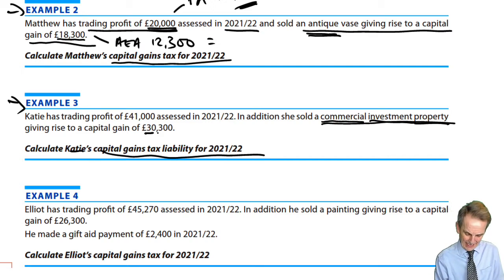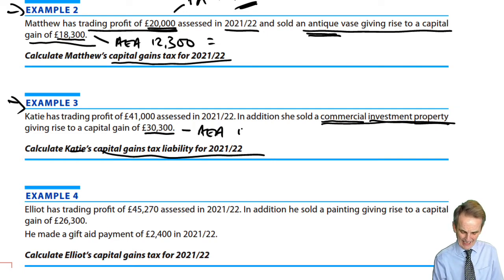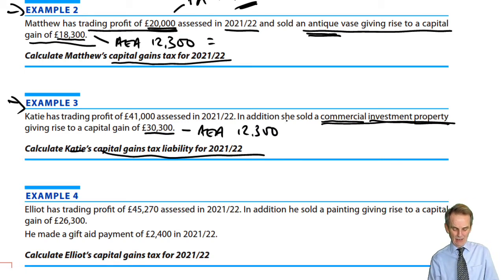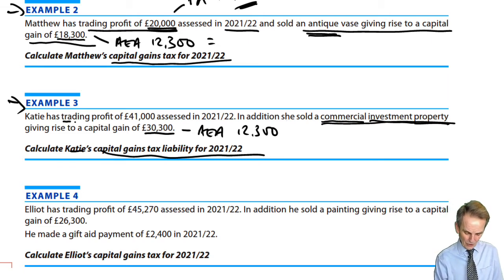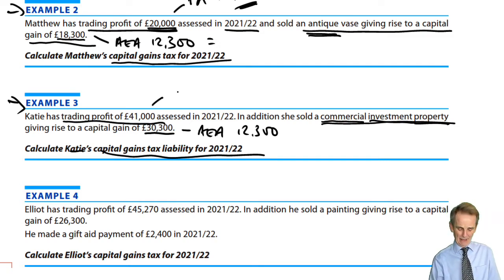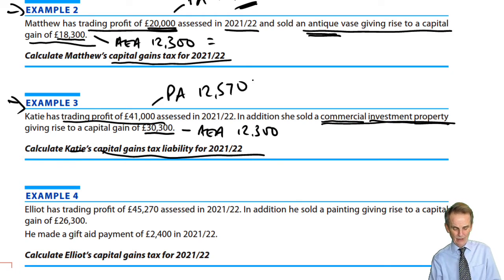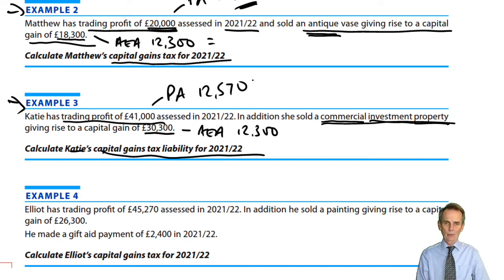We've got a capital gain of 30,300. We know we'll take away from that again, or rather you will, the AEA of 12,300 to get the taxable gain figure, a somewhat larger figure than we have there for example 2. We've also got for Katie a trading profit of 41,000, so more income here. And from that we have to take away our personal allowance again of £12,570 to get that taxable income.